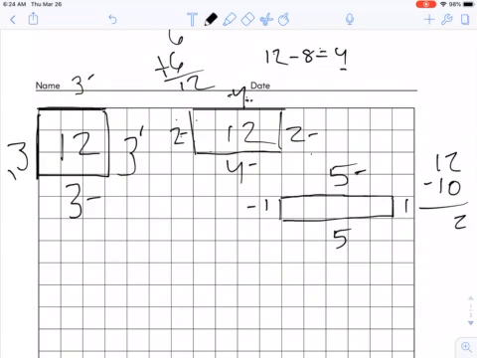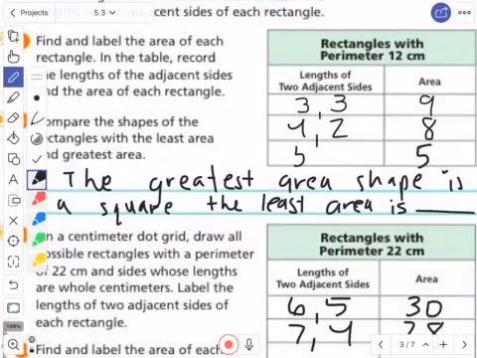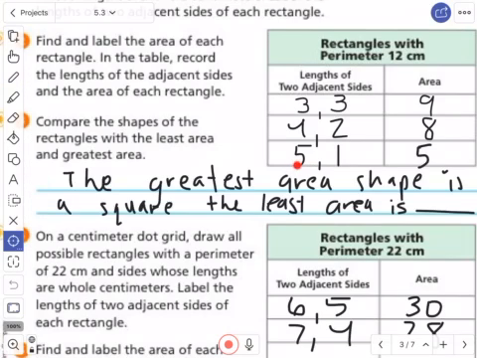So 5 plus 1 is 6. 5 plus 1 is 6. 6 plus 6 is 12. Awesome. So my length is 5. My width is 1. So back on my grid here, length is 5, width is 1. And I know that area is 5 times 1, so 5.